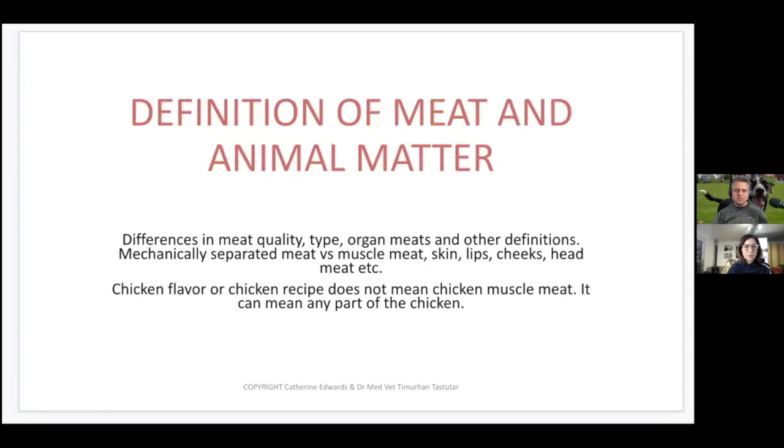So let's go to the definition of meat and animal matter. This is very important because this is where the most sleight of hand tricks happen.